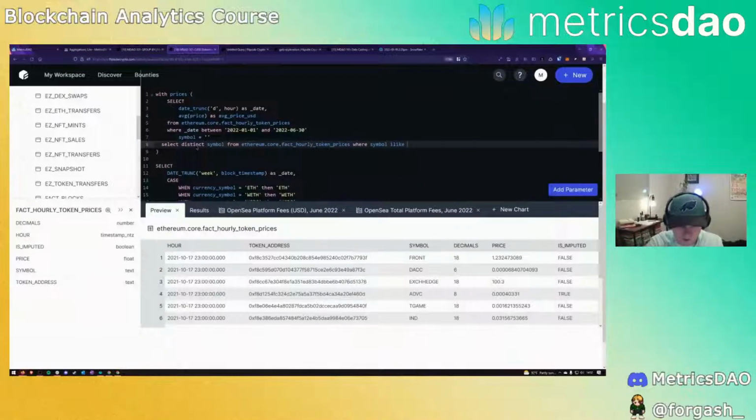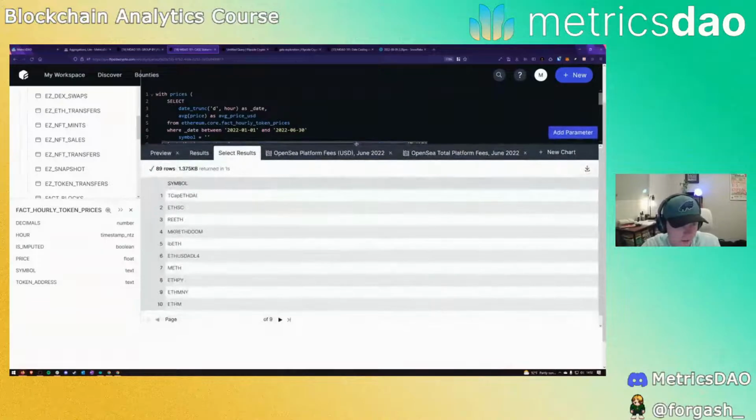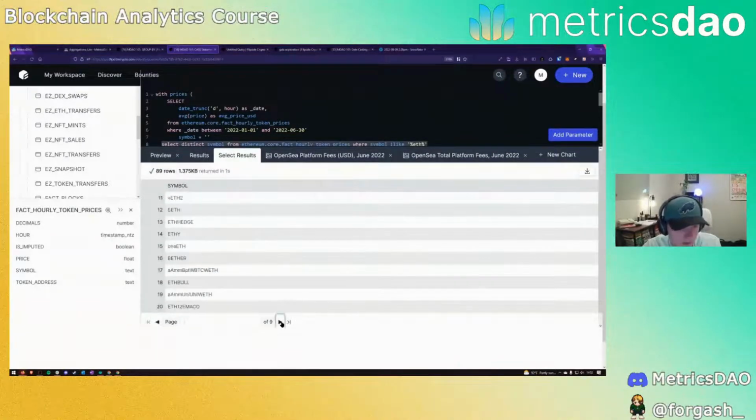Using what we discovered last time, where anything's like ETH, because we don't know for sure that it's going to be in there as ETH. It could be in there as Ethereum. It could be wrapped ETH. It could be staked ETH that we have in here. 89 rows in here, so that's going to take a little while to look through.